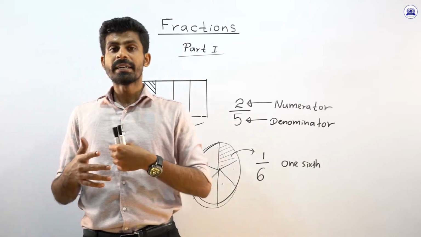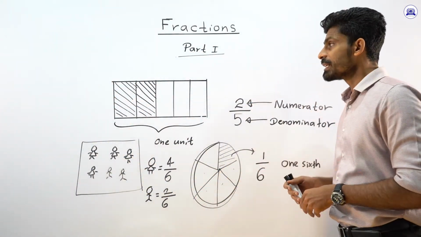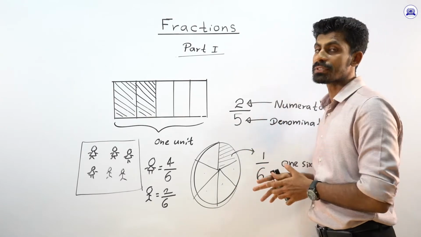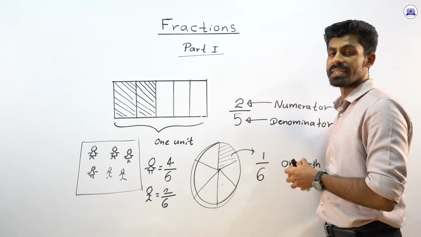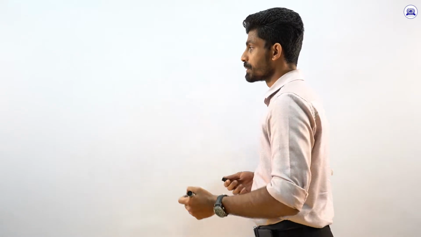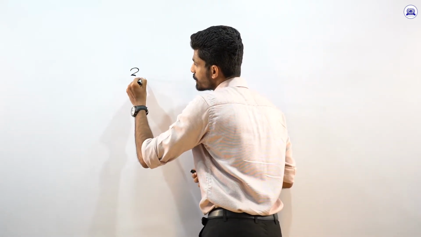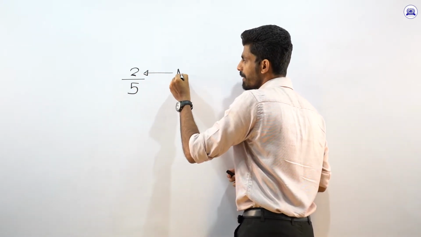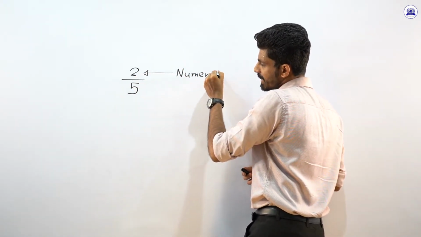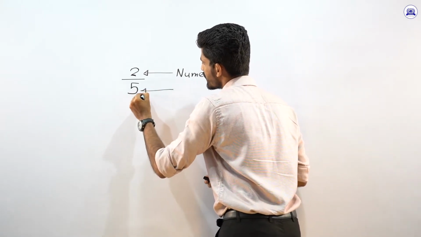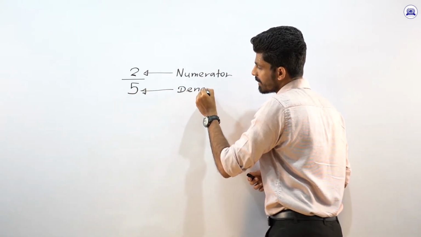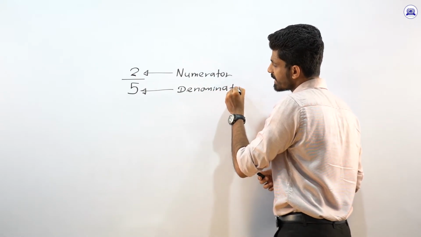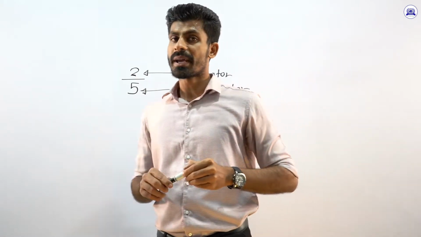Let's consider some fraction types together. I think this one is very clear for you. Let's move to the next one. I'm reminding you, my dear student, these things are very important at all levels. Let's consider 2 over 5. This is the numerator and this one is the denominator.